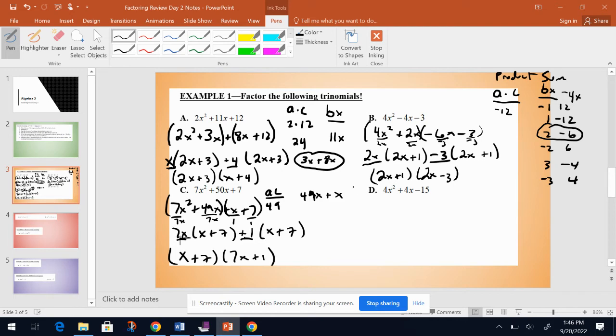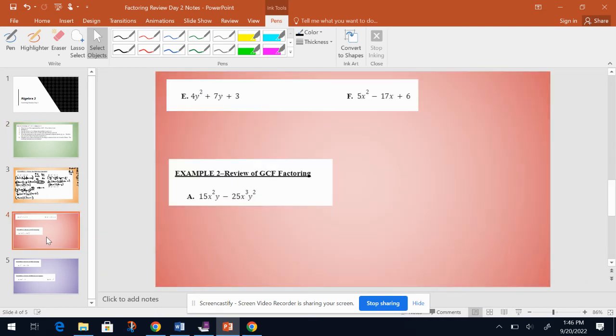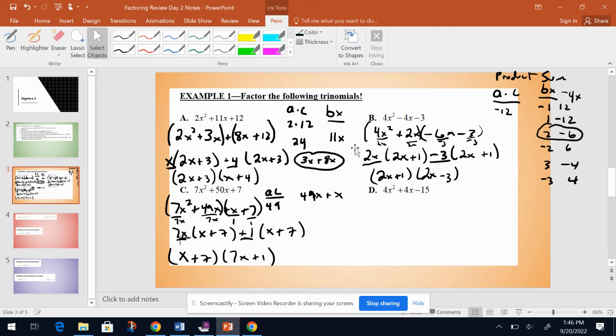Okay, so again, going through those steps from the second slide up here, I'm multiplying A times C first. Okay, then I'm finding the factors of A times C. Steps 3 and 4 are the puzzle method. So for this example right here, find two numbers that multiply to, or what's 4 times negative 15? It's negative 60. I'm looking for two numbers that multiply to negative 60 and add to my bx term, which is 4x. Okay, so one has to be positive, one has to be negative.